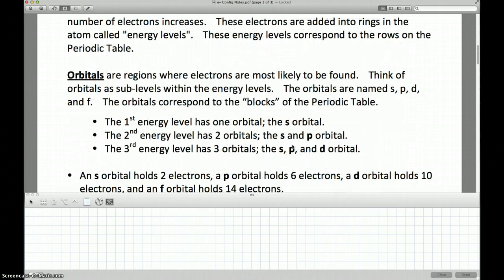So these orbitals are kind of like sublevels in those rings. Think of it that way. It's probably the most simple way to think about it. It is more complicated than that, but at this point, I think it's best to think of them as sublevels within that energy level. So the first energy level only has one sublevel. That first ring only has S. The second ring has two, S and P. The third ring has three orbitals, or three sublevels, S, P, and D. Fourth energy level would have 4, and so forth.